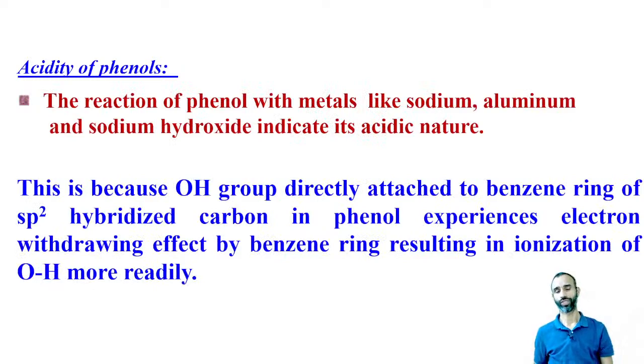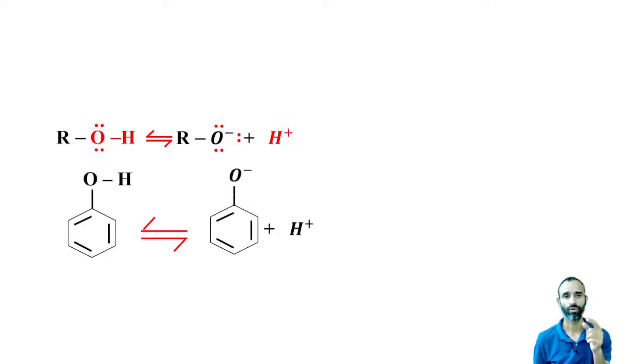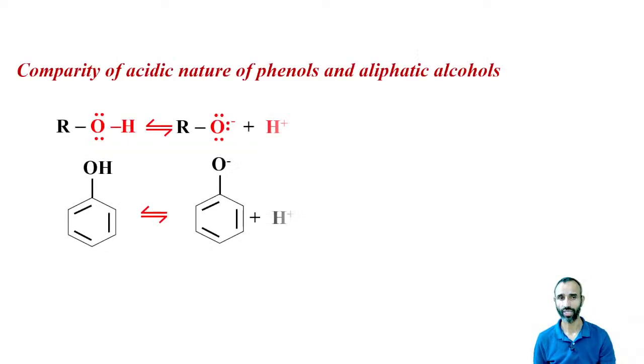Acidity of phenols. If we talk about the acidity of phenol, phenol and phenoxide, if we draw their resonating structures, then when we draw resonating structures of phenol, there is separation of charge. But in phenoxide, there is delocalization of negative charge. And that's why phenoxide ion is more stable or more resonance stabilized than phenol. And this accounts for the acidic nature of phenol.